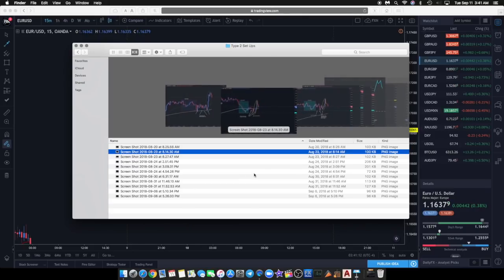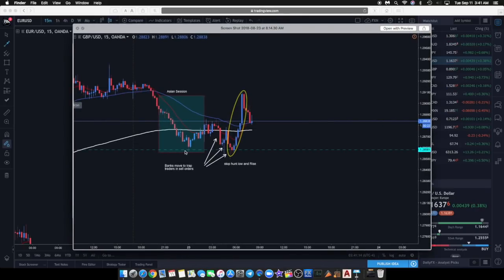Go ahead and look at another one here. All right, here's another one here. Here is the W right here. We have our first leg, come back up, second leg. You notice how we're at the bottom of the Asian range, and we rise. Okay, stop hunt, come up, stop hunt, rise.